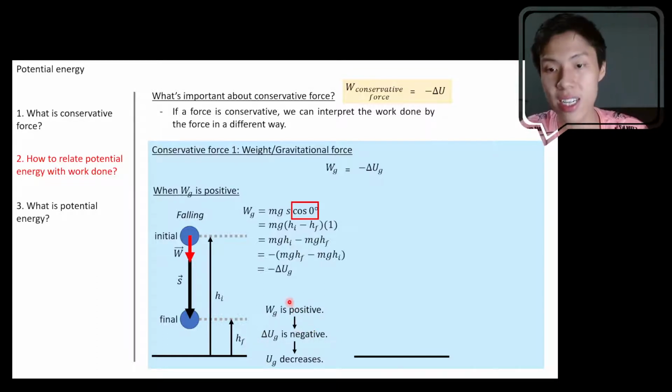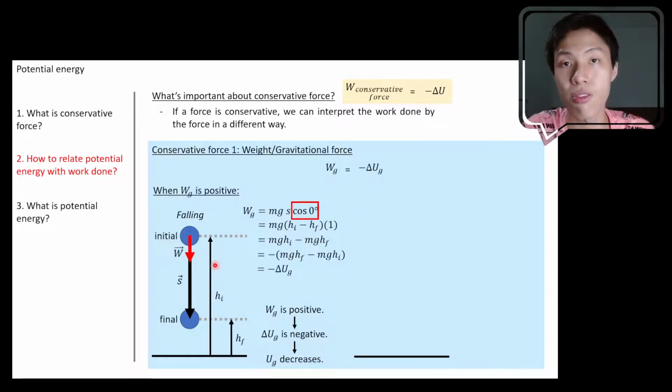Okay, so that makes sense actually, because as you see the object falling, you know that the gravitational potential energy decreases because the gravitational potential energy is being transformed into kinetic energy, causing the object to speed up while it falls to a lower altitude. Okay, so this is our analysis of the situation in which the work done by gravity is positive. Now let's move on to the situation where our work done by gravity is negative.